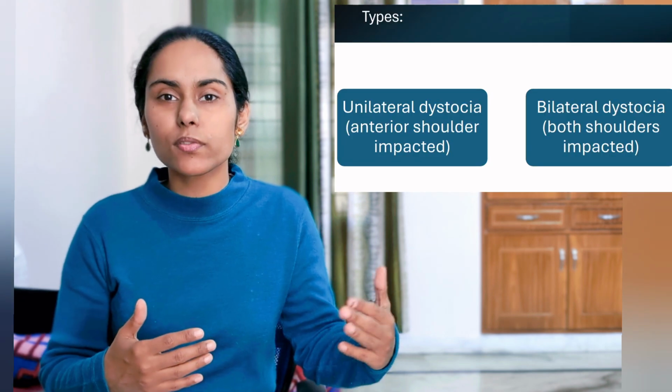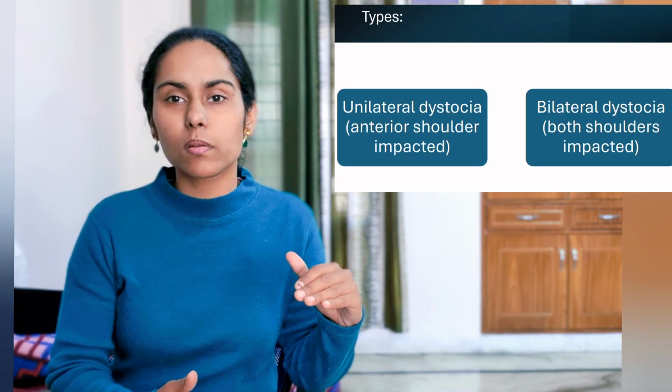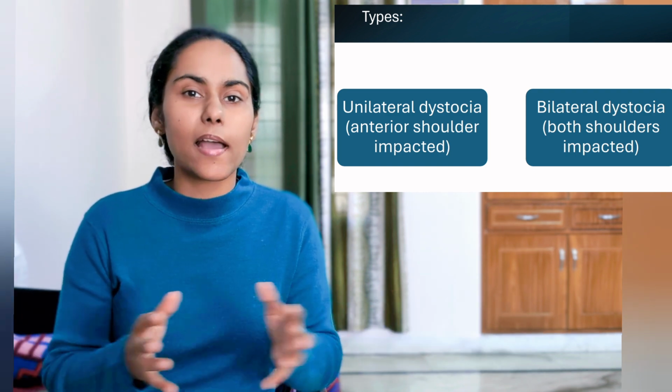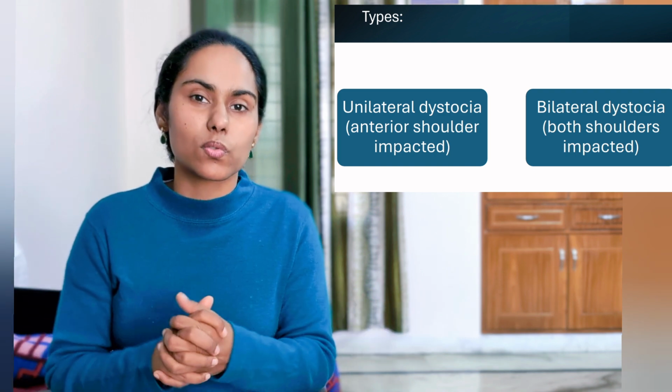There are two types of shoulder dystocia, but most commonly we have the unilateral shoulder dystocia, which is of the anterior shoulder when it is stuck above the pelvic brim. Or we can have bilateral shoulder dystocia, where the posterior shoulder is also above the sacral promontory.